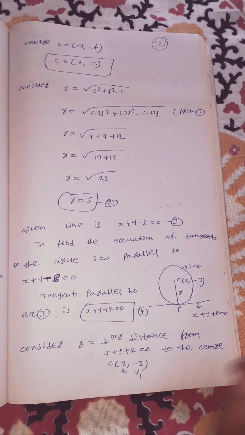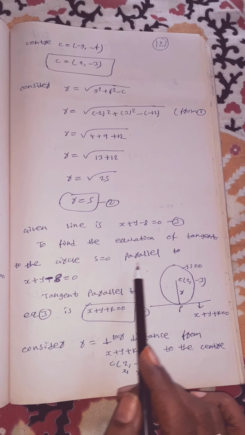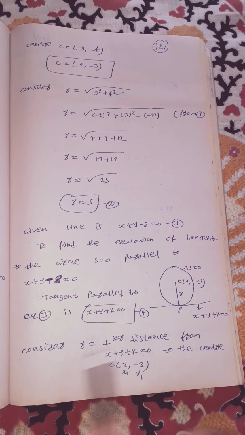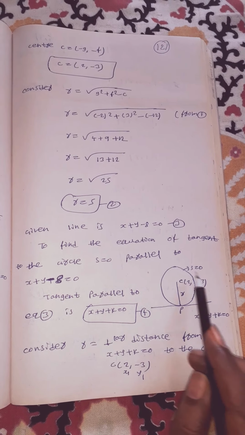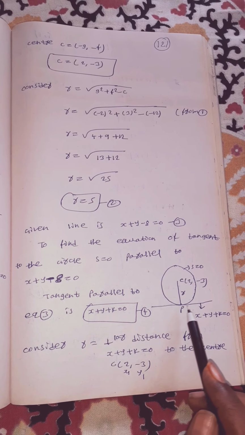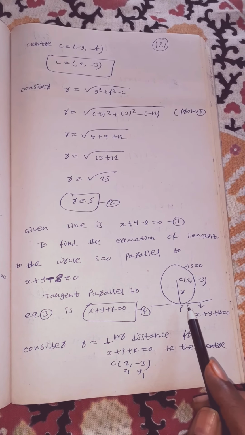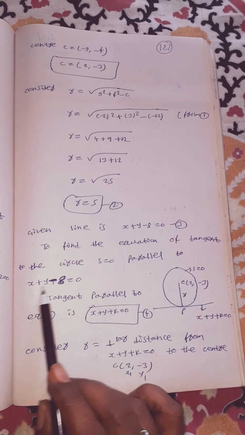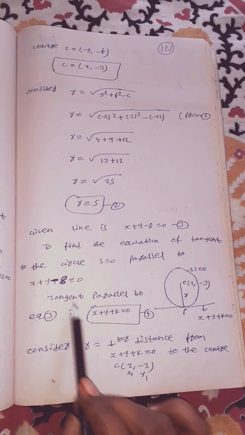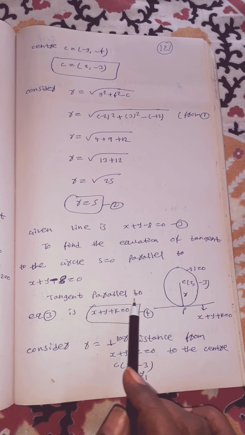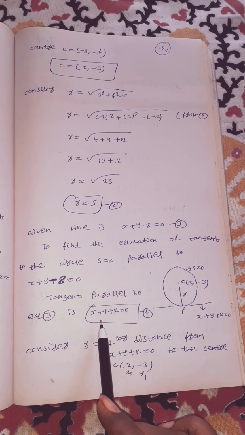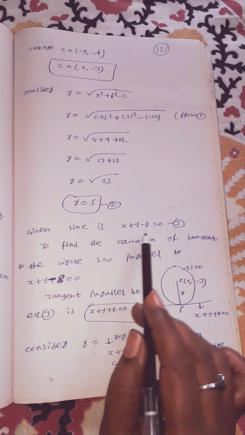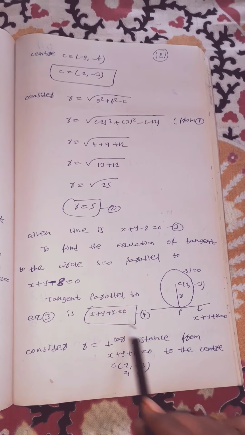So the given line is this one, children. We are asked to find the equation of the tangent to the circle parallel to x plus y minus 8 equal to 0. So the parallel condition means, as I already told, take this as it is. In place of the constant you should keep k. The tangent parallel to equation 3 is x plus y plus k equal to 0.